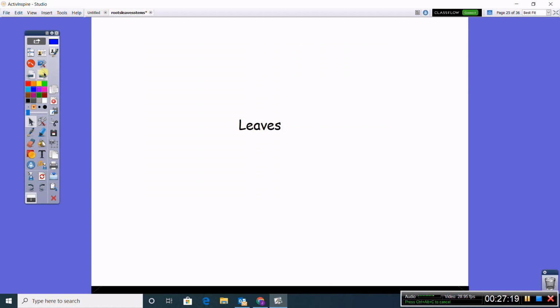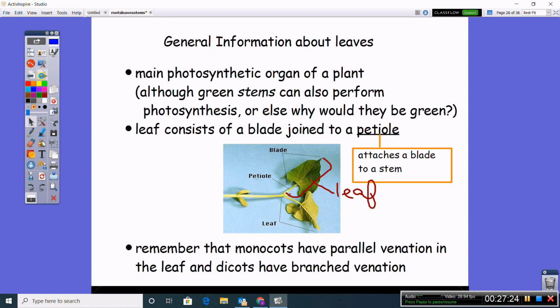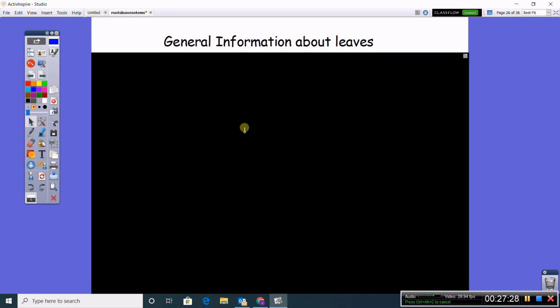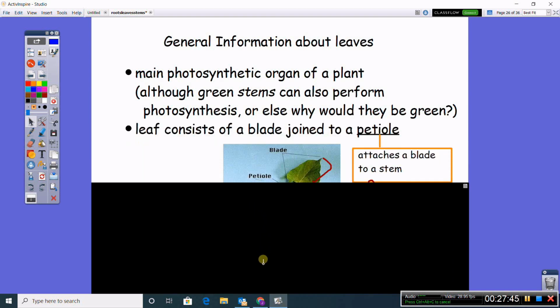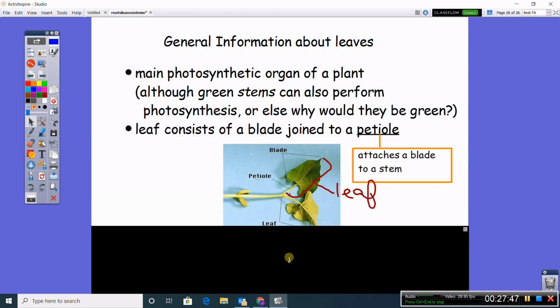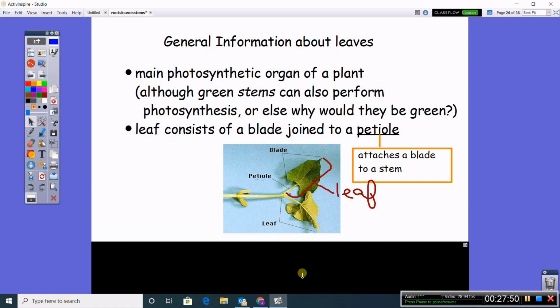All right, let's move on to modified leaves. General information about leaves first, and then we'll get into some classifications and some modifications. Leaves are the main photosynthetic organ of a plant. Although, if you have stems that are green, if they're green, they've got chloroplasts in them, they can also carry out photosynthesis.